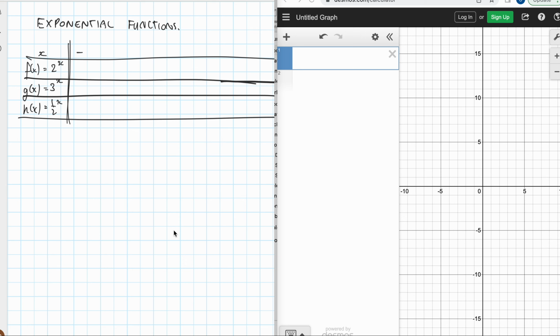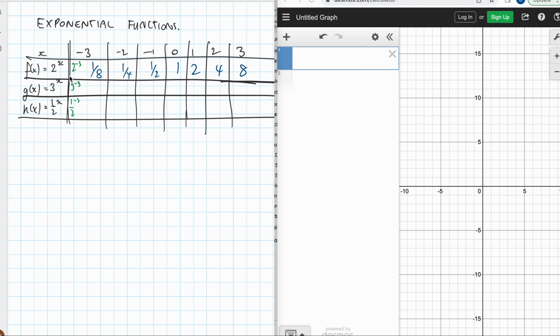Let's go -3, -2, -1, 0, 1, 2, and 3. And let's fill this in. So the first one's 2 to the -3, 3 to the -3, and a half to the -3. And let's just do 2's first. So 2 to the -3 is going to be 1 on 2 cubed, which is the same as 1/8. Then we've got 2 to the -1 is a half, or 0.5. Then we've got 1. Anything to the power of 0 is 1, 2, 4, and 8.